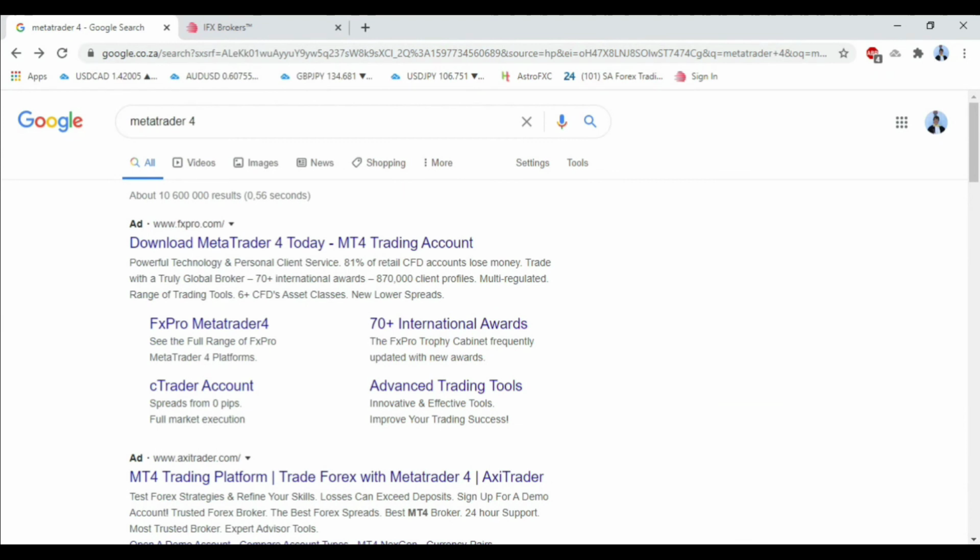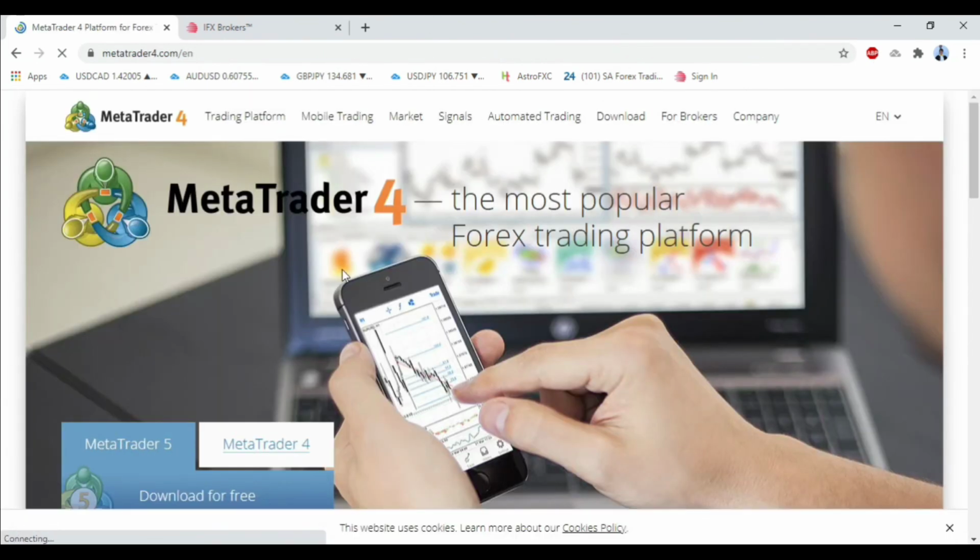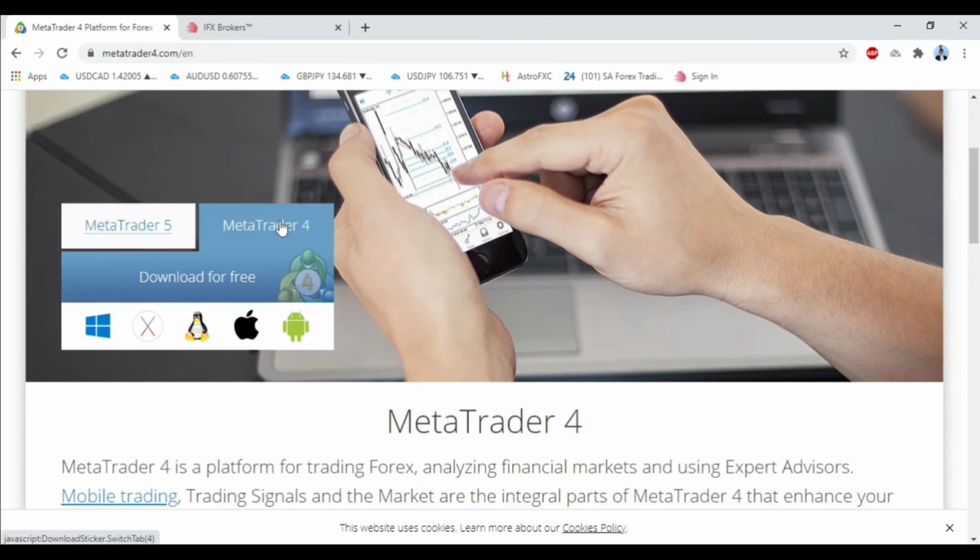To download the MetaTrader 4 charting software, you can simply type in MetaTrader 4 in the Google search bar and navigate to the MetaTrader 4 website, where you can click on the MetaTrader 4 option and download it for free for any one of your devices that you'd like to trade on.